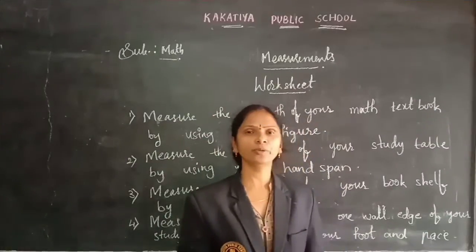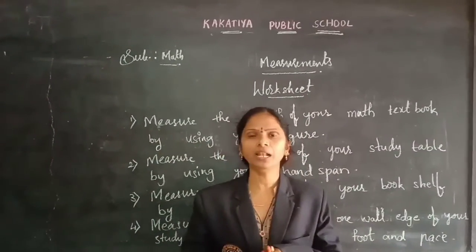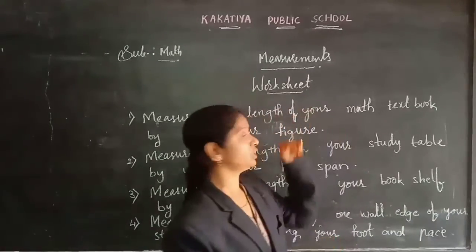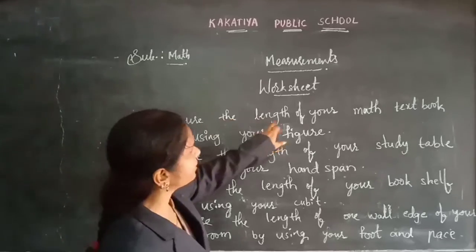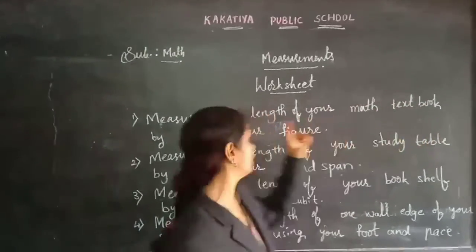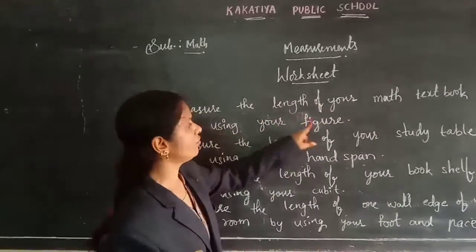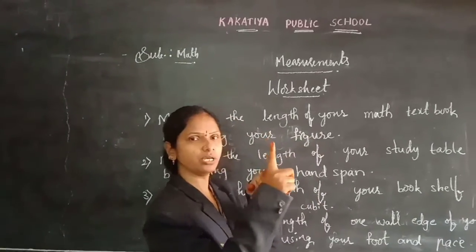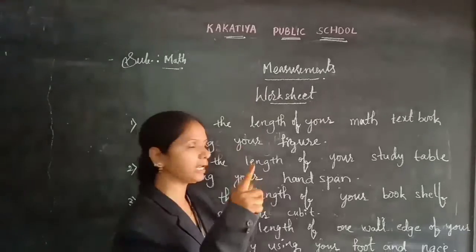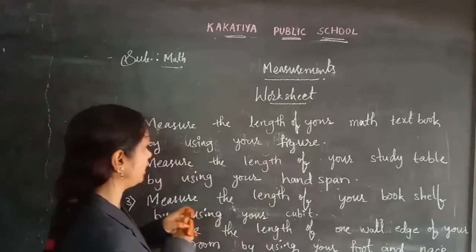Yes, I hope you understood the activity very well. Now I give the worksheet on that. Come on, have a look at this, children. First one, measure the length of your math textbook by using your finger. Finger, children. By using your finger length, you measure your math textbook length.